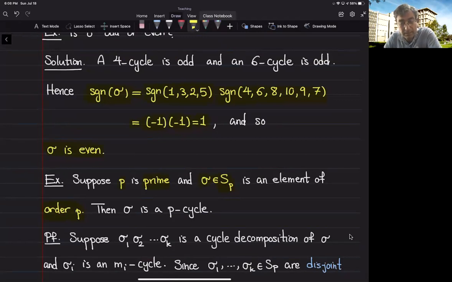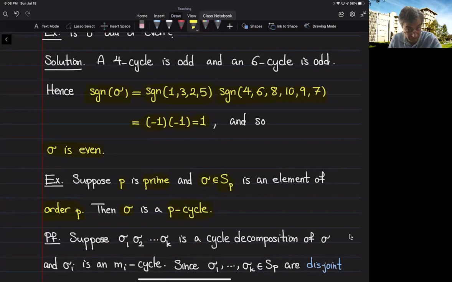What can I say about elements of order p in the symmetric group S sub p? The answer is that every such element is a p cycle. So you should go around like 1, 2, 3, up to p, and going back to 1, but maybe with a different ordering of 1 to p. So the claim is that every element of order p in the symmetric group S sub p is a p cycle, assuming that p is prime.